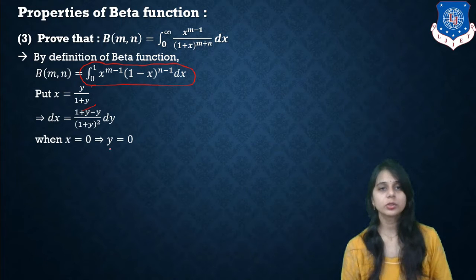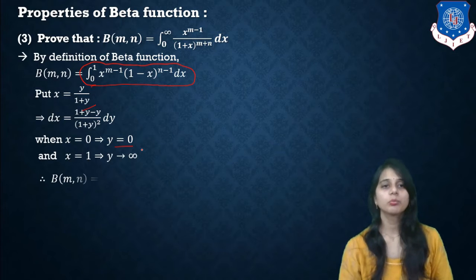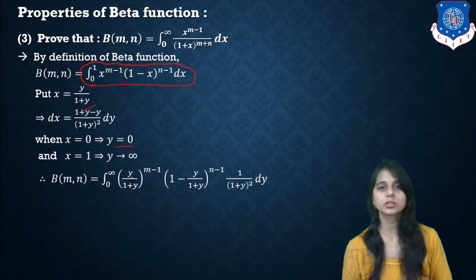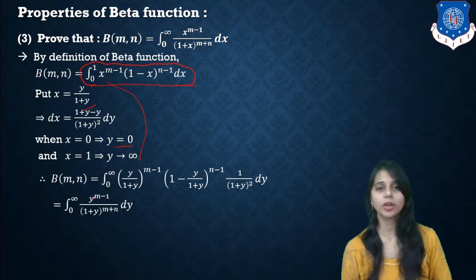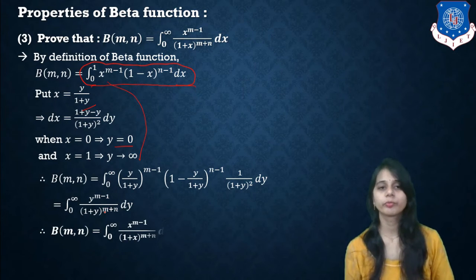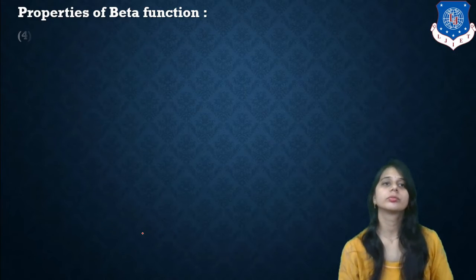Now if x equals 0, y equals 0. If x equals 1, then y equals infinity. Put the values as y formations. So x is y upon 1 plus y, 1 minus x is 1 upon 1 plus y, and dx is 1 upon (1 plus y) whole square dy. Solving this, we get y raised to m minus 1 upon (1 plus y) raised to m plus n. So this is the integral of x raised to m minus 1 upon (1 plus x) raised to m plus n dx.